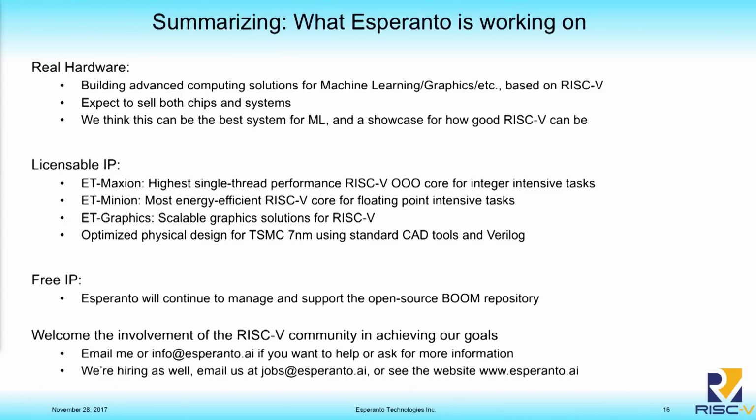Since we're building cores, we're happy to license some of those cores. So we're going to license our ET Maxi, the highest single-thread performance. We'll license our ET Minion, the most energy-efficient RISC-V core for floating-point intensive apps. We'll license our graphics solution here. We have some clever approaches that can base a lot of this on RISC-V. And again, all this will be highly optimized for TSMC 7 nanometer, and then it should be fairly easy if you want to port it back into older generations of technology. We're also supporting free IP. We're going to continue to manage and support the open source Boom repository.